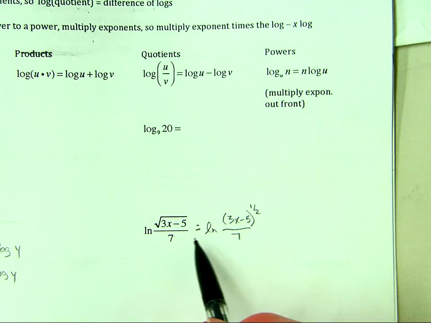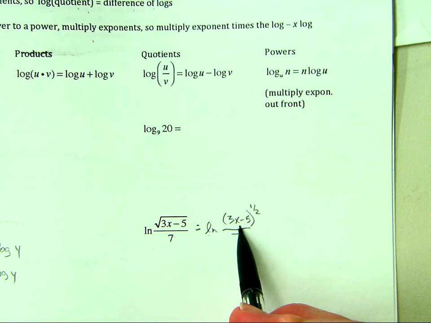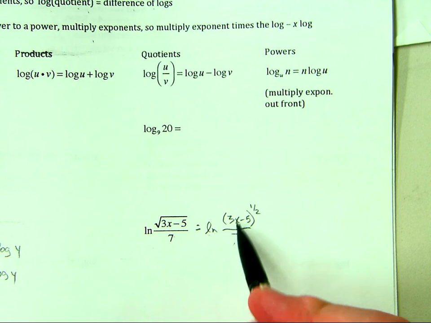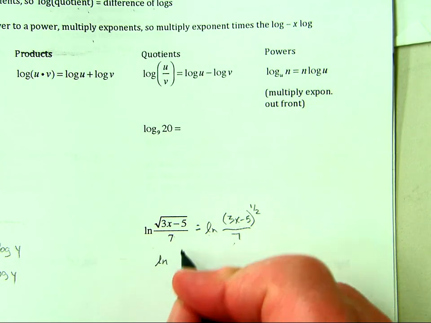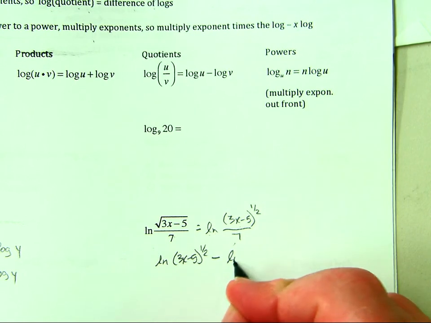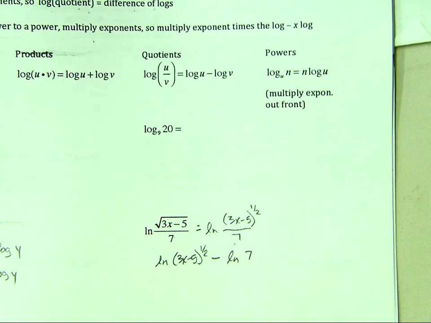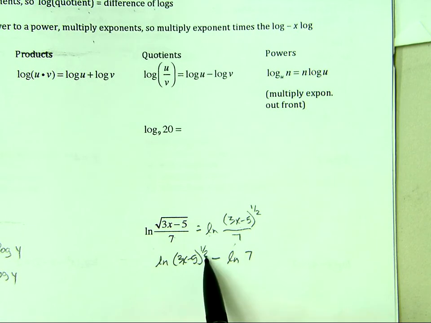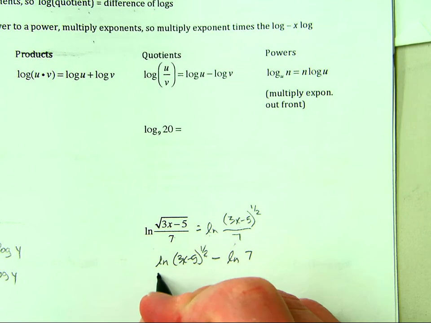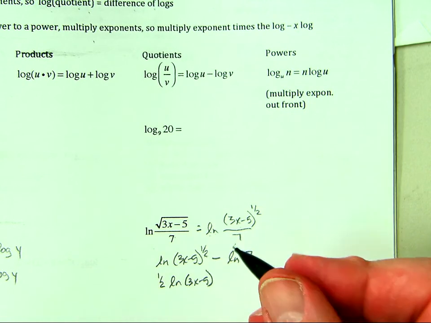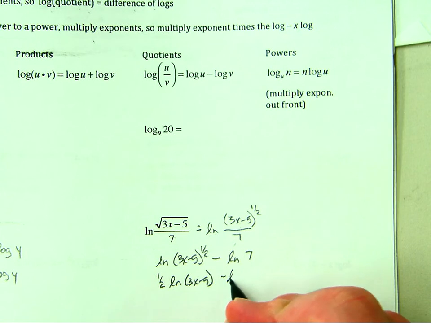So now if you can see, we have the log of a quotient. Well, if we divide, we subtract the exponent, so we subtract the logs. So this will be the log of the top, 3x minus 5 to the 1/2, minus the log of the bottom. So if I break that into separate logs, I take the log of the top minus the log of the bottom. Now again, see we have an exponent on this one. Remember, if you have an exponent, you multiply it out front. So we bring that 1/2 out front. So we have 1/2 the natural log of 3x minus 5 minus the natural log of 7.